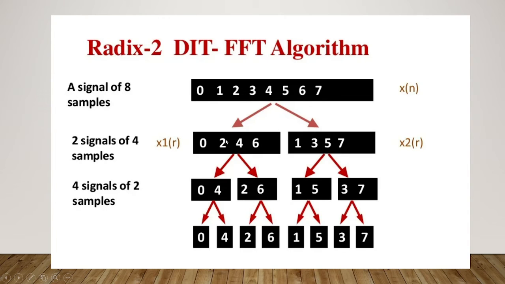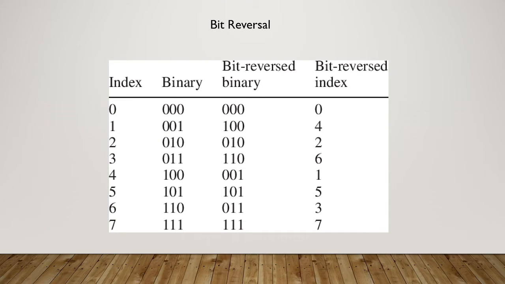And in case of even also, they get partitioned into even or odd based upon their positions. 0 and 4 are at the even positions, and 2 and 6 are at the odd positions. In the odd group also, 1 and 5 are at the even positions, and 3 and 7 are at the odd positions, and they get further partitioned into even and odd, giving bit reversal at the input stage.